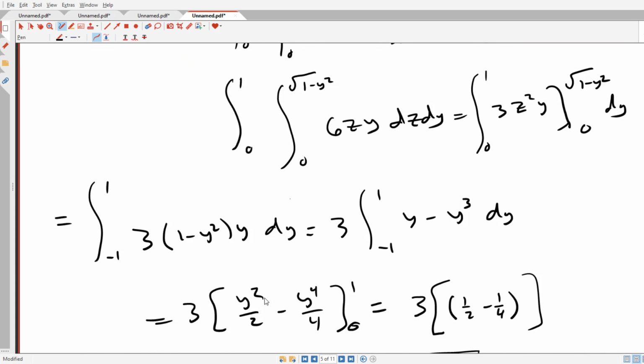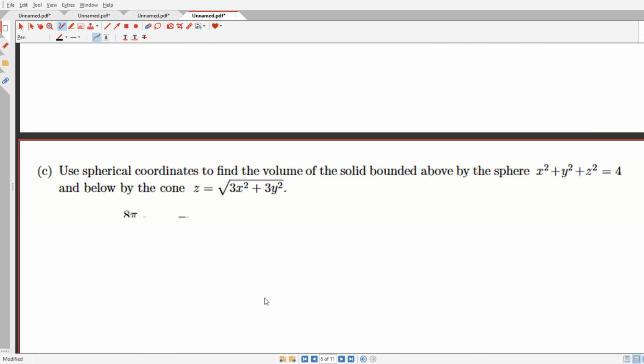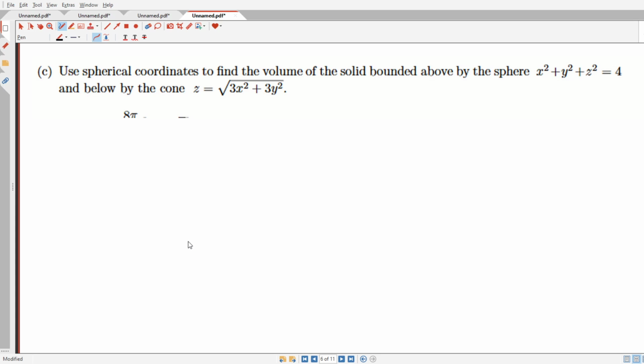Okay, that was a tricky one. A good example of why you should always draw the domains and not try to figure it out in your head, because there's no way I could figure that out in my head without drawing it. Okay, use spherical coordinates to convert the volume of the solid bounded above by this and below by the cone this.